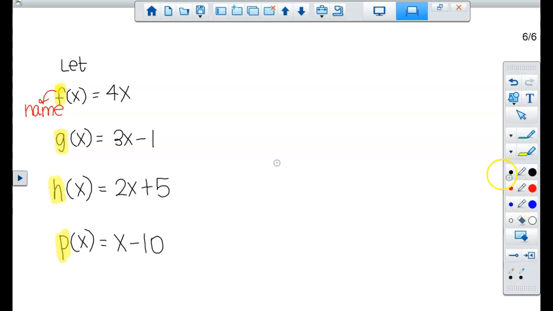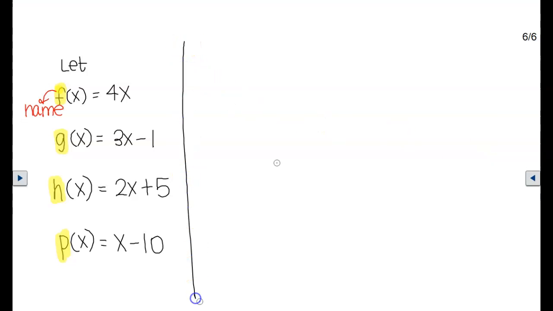So, instead of f of x, you can put any letter in front of that you want, and it just serves as the name. So, why would I do that? Well, I would do that because now that would enable me to give you problems that look like this. Find g of 2.